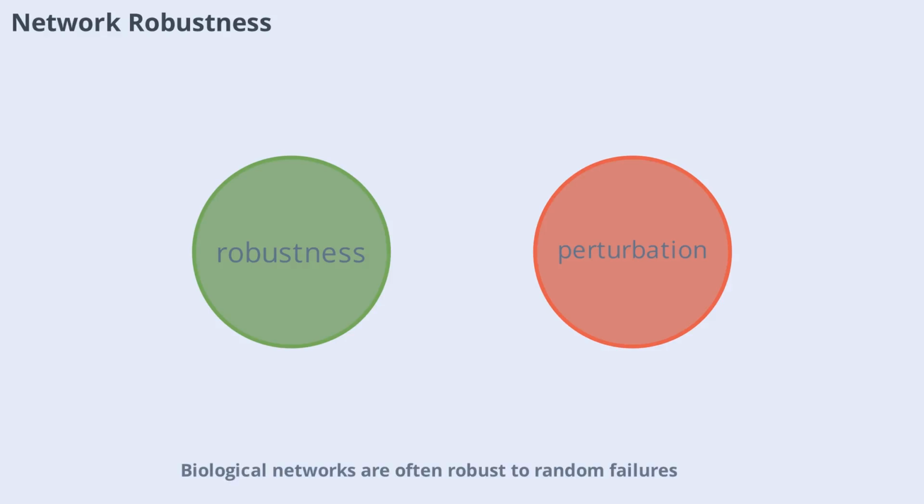Robustness analysis examines how networks respond to perturbations, such as node removal or edge disruption. Biological networks are often robust to random failures but sensitive to targeted attacks on key nodes. Understanding robustness helps researchers design interventions that minimize unintended consequences and improve system stability.